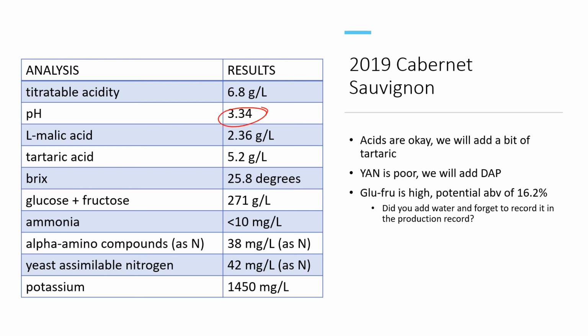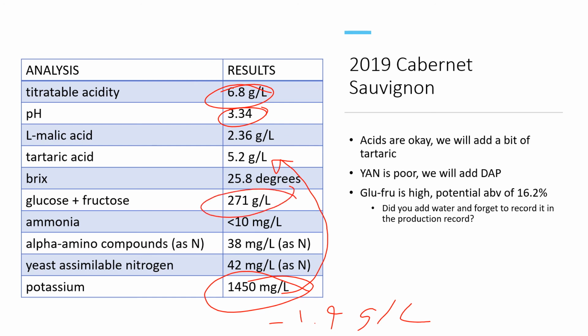Ooh, nice low pH. TA is very good. We might need to add a touch of acid just because we're expecting to lose some of it during the fermentation process. Like what I'm seeing here with potassium of 1450, that's 1.4 gram per liter, that we are going to lose because that's going to bind up with that guy there. So adding a little bit of acid here doesn't hurt us.